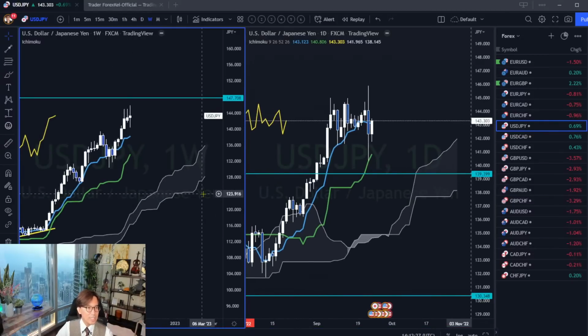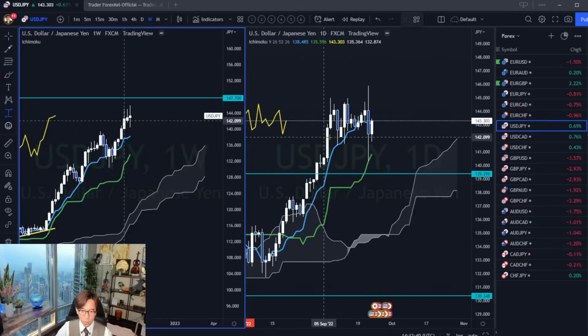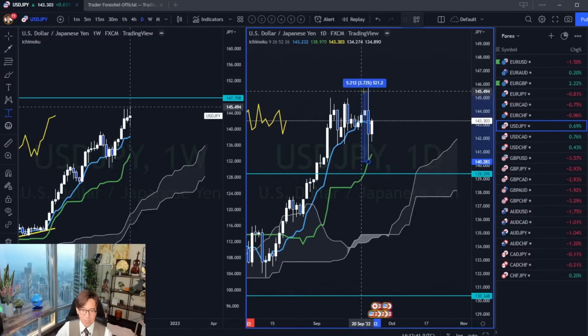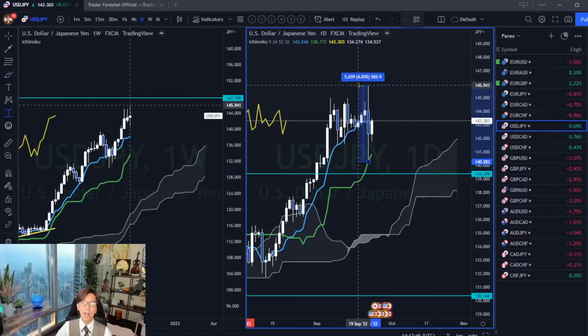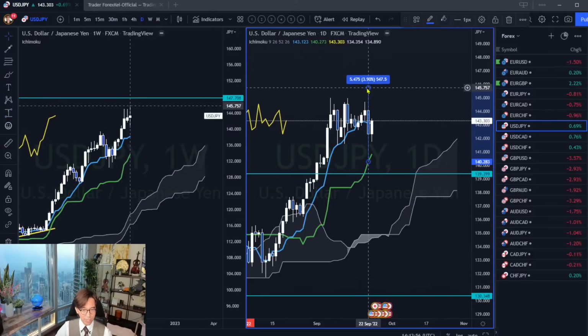So on the weekly, this is USDJPY, both weekly and daily are bullish. Yeah, the news on BOJ, Bank of Japan, last Thursday was very big. So within one day, it moved, well, look at this, over 500 pips, 565, 566 pips. It went up and down within one day, which is quite unusual.